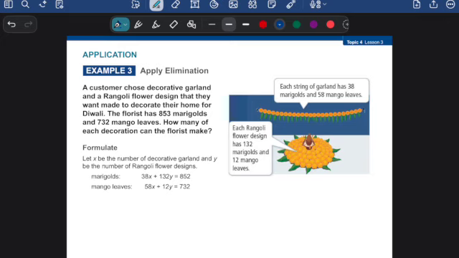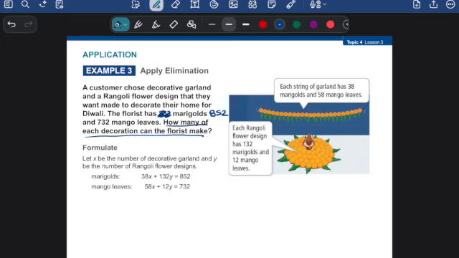A customer chose decorative garland and a rangoli flower design that they want to decorate their home for Diwali. The florist has 853 marigolds. That should actually be 852, so change that, that's a typo. 852 marigolds and 732 mango leaves. So we have a limit. These are constraints. We have a total amount of the flowers. We can't do more than that. How many of each decoration can we make?